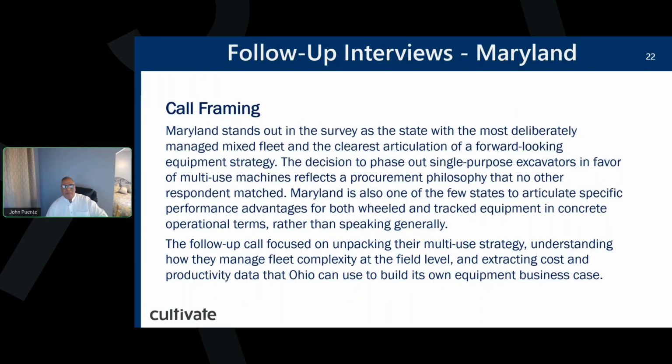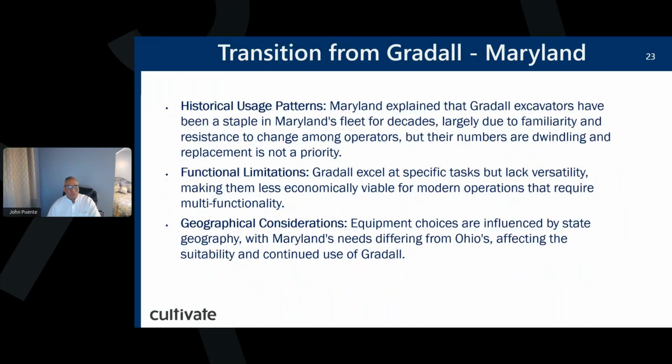All right, let's move on to Maryland. Maryland had the most deliberate mixed fleet and equipment strategy. What they did is they focused on multi-use machines based on performance advantage for each one of those types of excavators that they chose. For them, our follow-up call focused on unpacking their methods and talking about the cost of actually maintaining that mixed fleet and what the implications were for doing so.